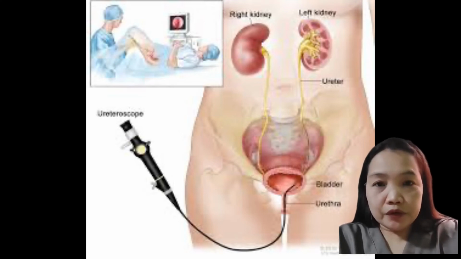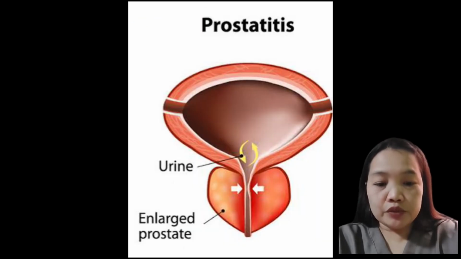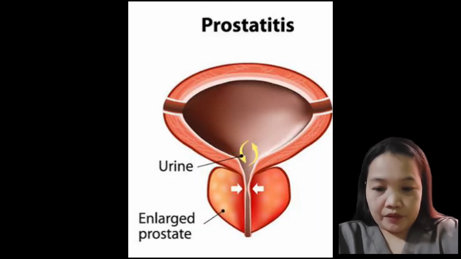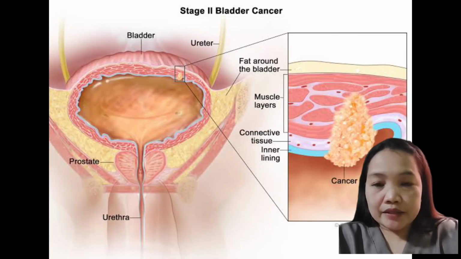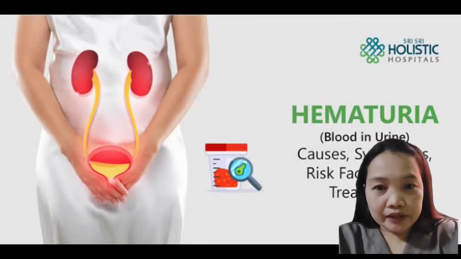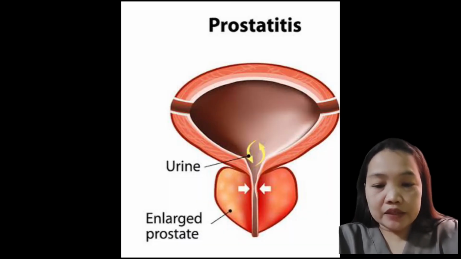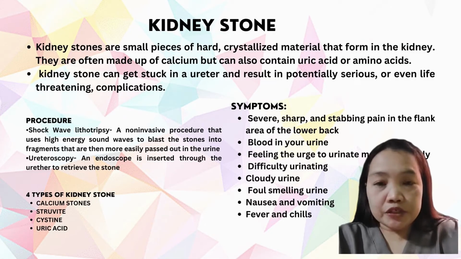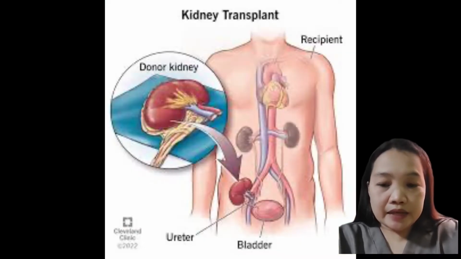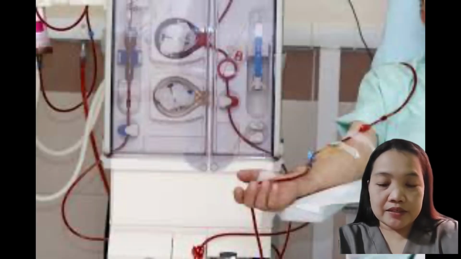Other urological conditions include prostate cancer, bladder cancer, hematuria, erectile dysfunction, and prostatitis or swelling of the prostate gland. There are also other procedures for urological disorders like kidney transplant and dialysis.